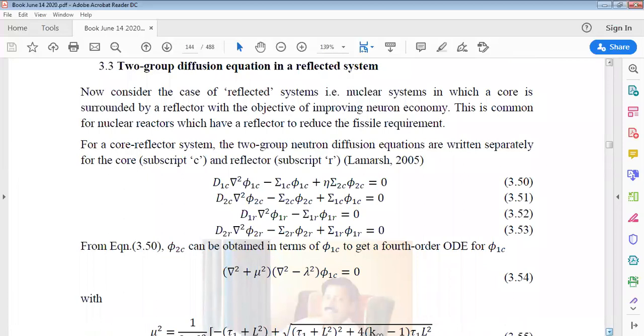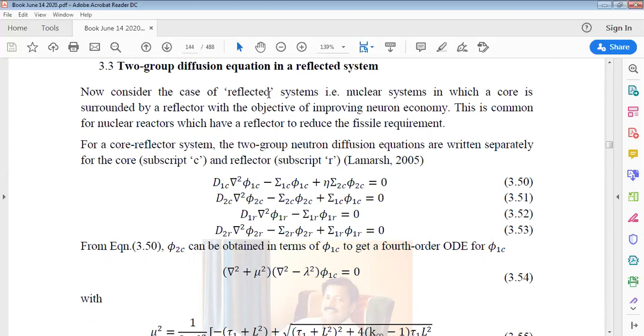Now let's come to two-group diffusion in a reflected system. In a reflected system, essentially the purpose of reflecting a fissile core is to make it smaller, because of the leakage of neutrons from the boundaries; you want to reflect them back into the core so you don't lose them. Now, certain materials are good reflectors and certain are not. Those which don't absorb, for example beryllium, are very good reflectors. If you surround a uranium core with beryllium, then the neutrons come back.